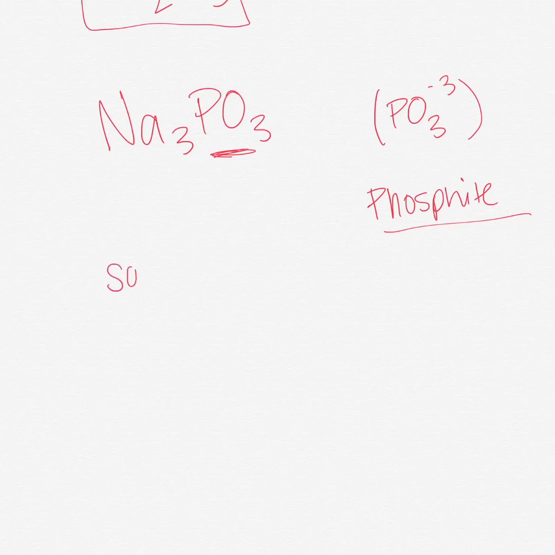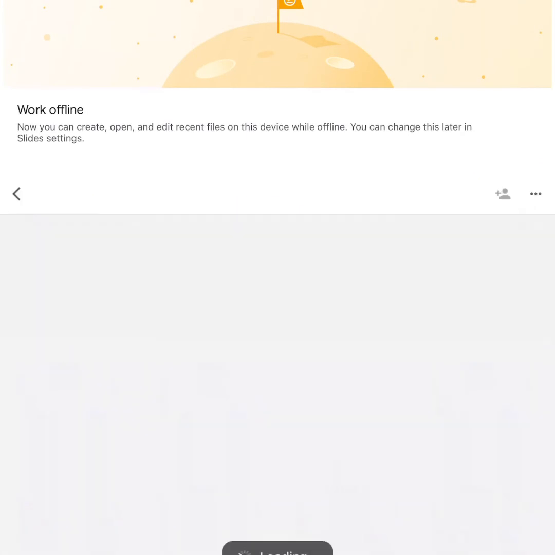So when we're naming this, I'm just going to say the name of my metal, which is sodium. And then all I have to do is name that polyatomic ion. So we just said it was called phosphite. If it's a polyatomic ion, we really do not need to change the ending. We can leave it exactly how it is.